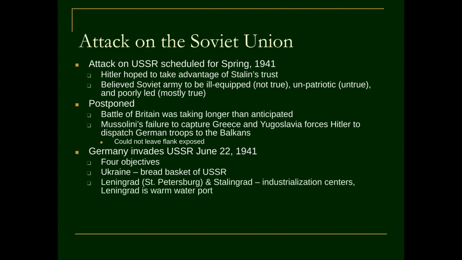The Germans also wanted to take Leningrad, which is St. Petersburg, and they also wanted to take Stalingrad. All of these areas had industrialization centers, and Leningrad had a warm water port, which Hitler desperately wanted. They also wanted to take the Soviet capital, which was Moscow.